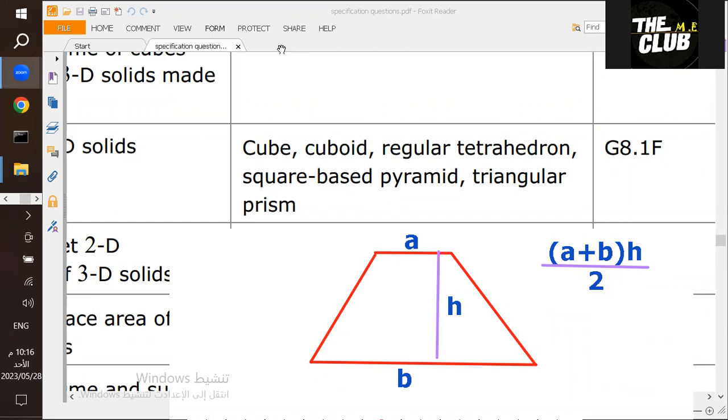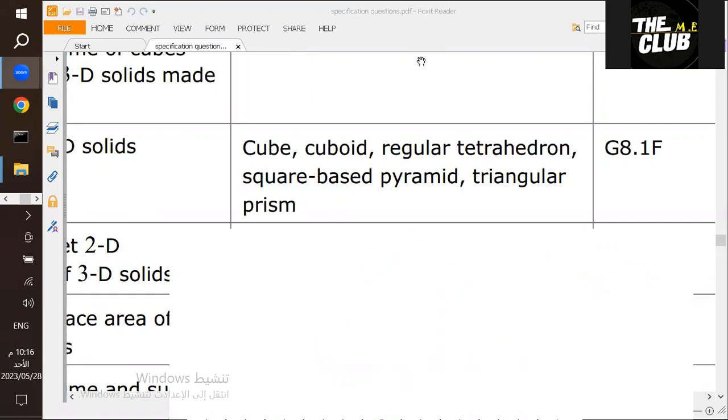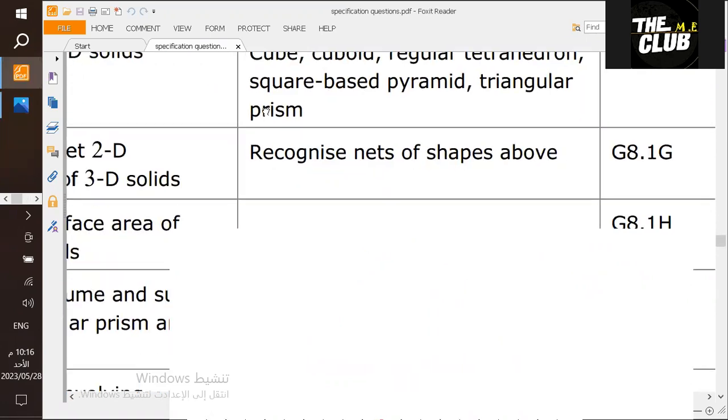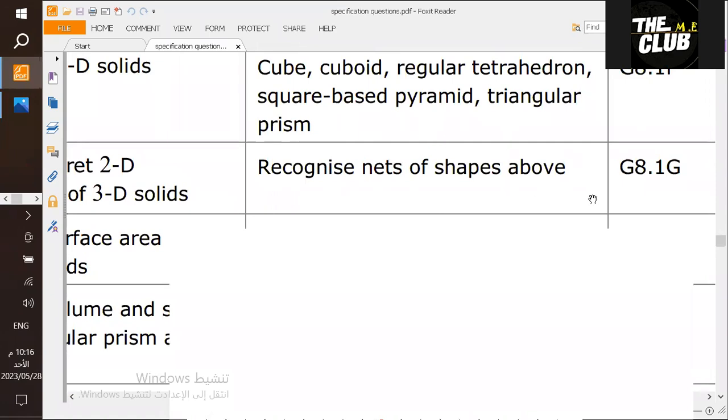Now let's move on. We have the shapes, as we said, 2D shapes. Recognize nets of shapes. You have to know the nets, the shapes of the nets. I didn't see a question that asks about drawing a net or recognizing a net, but they are putting it in the IGs. So you're supposed to imagine when you close a net, what does it give you? That's the idea. For example, if I give you a shape like this.